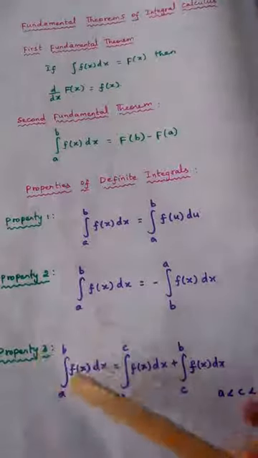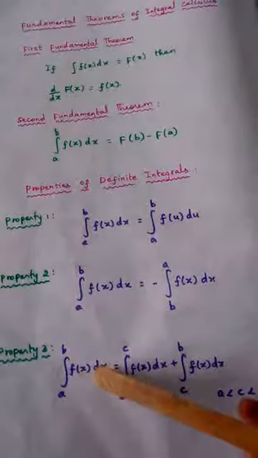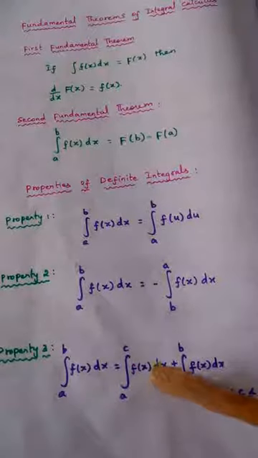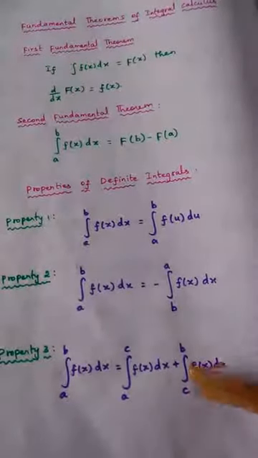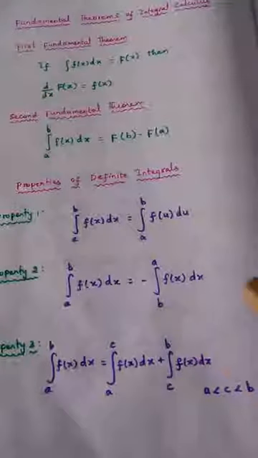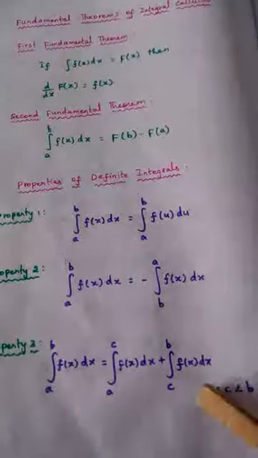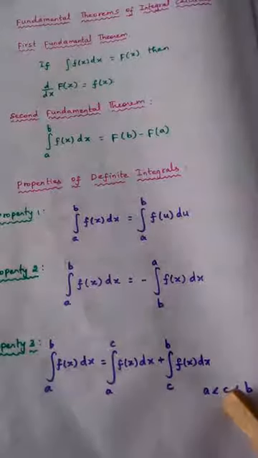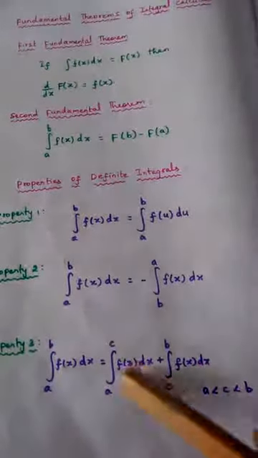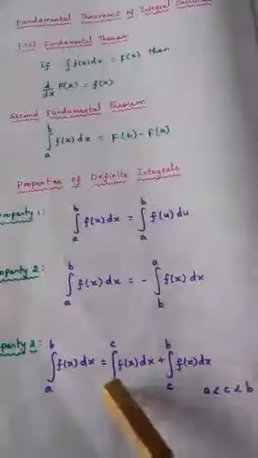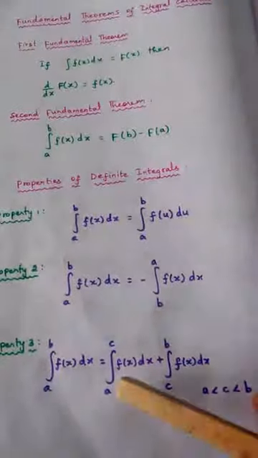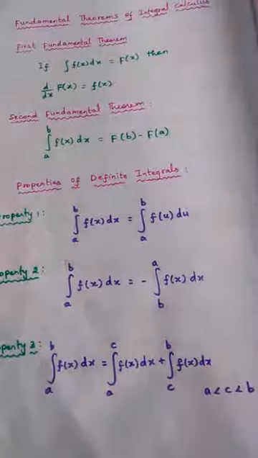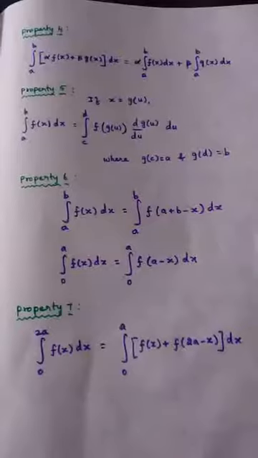Property 3. Integral a to b f of x dx can be written as integral a to c f of x dx plus integral c to b f of x dx. The important thing is c should lie between a and b. In between a and b, if c is a point, then this integral can be split like this. Instead of going a to b, we can go a to c and c to b. A to c plus c to b. Like this we can split and write. That is what property 3 says.